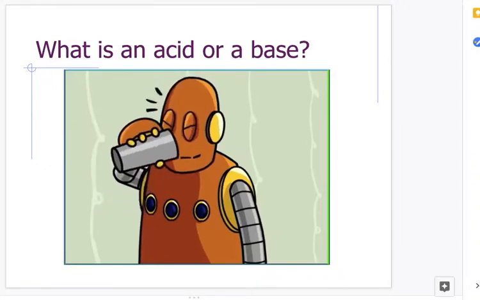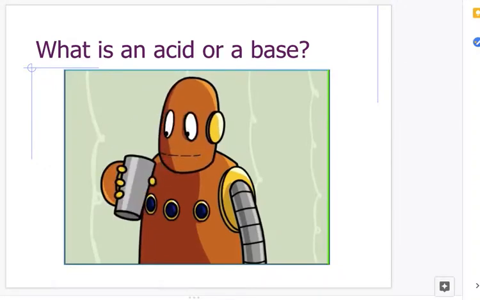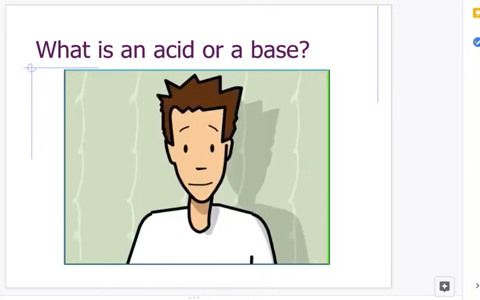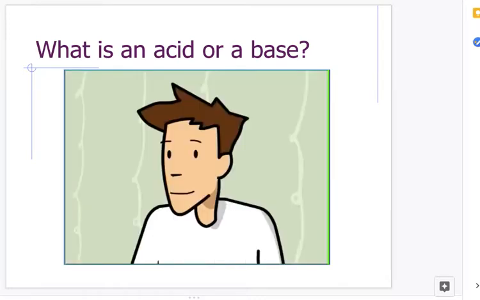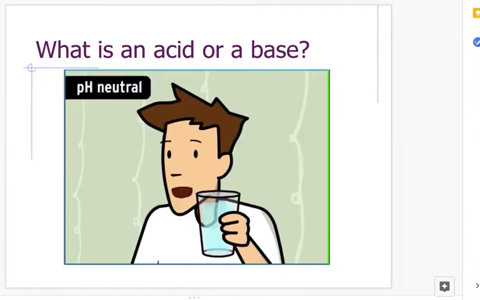A sour taste is a property of acidic solutions, but you don't want to go around doing acid taste tests, because that's dangerous. The pH scale gives you a measure for identifying acids and bases. pH stands for potential of hydrogen, and the scale ranges from 0 to 14. A pH of 0 means extremely acidic, and a pH of 14 means extremely basic. Anything with a pH of lower than 7 is acidic, and anything with a pH of higher than 7 is basic. A substance with a pH of exactly 7, like distilled water, is called pH neutral.